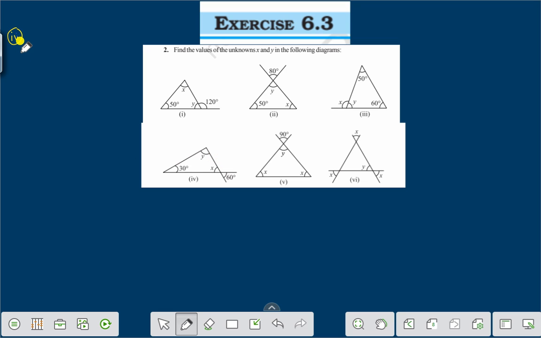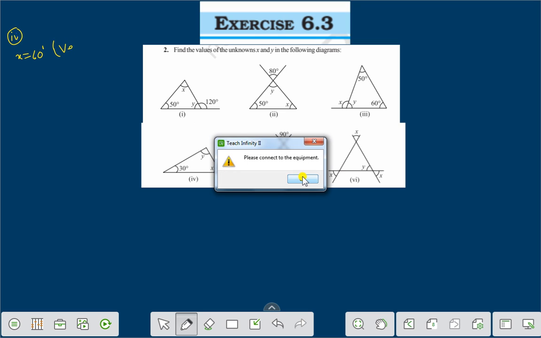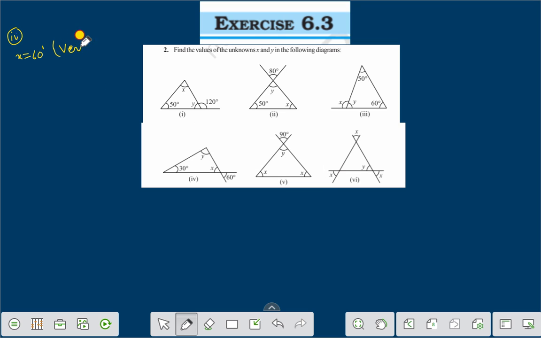Here you see this is a vertically opposite angle, therefore x is equal to 60 degrees. The reason is vertically opposite angles. That means this is 60 degrees.